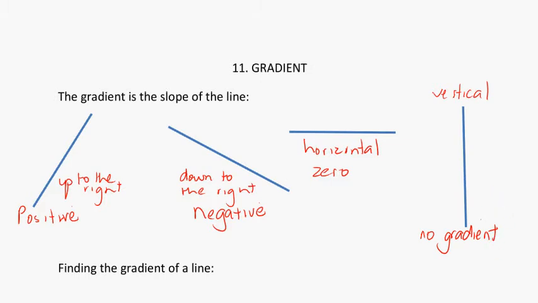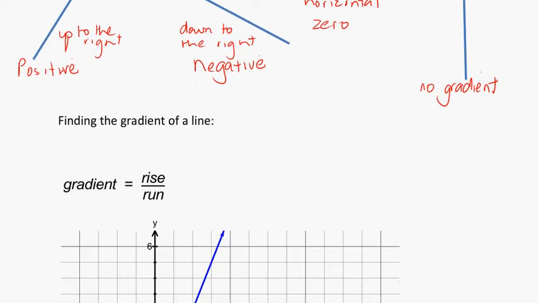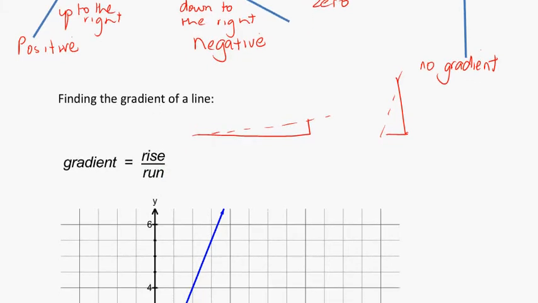Okay, so the gradient of a line is how much it goes up as to how much it goes along. So if it goes along quite a way and only a little bit up, the gradient of the line is quite shallow. If the line only goes a little bit along and quite a lot up, it is steeper and it is a larger gradient. So the gradient is the rise over the run, the rise divided by the run. And you need to remember that. So let's see if we can find the gradient of this line.